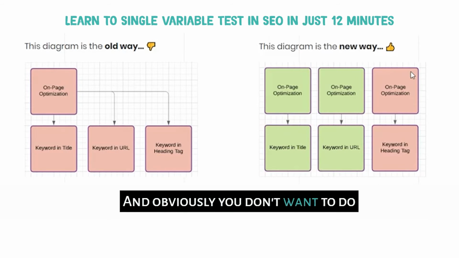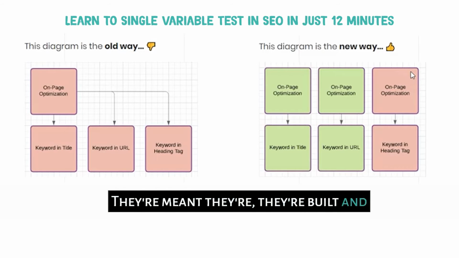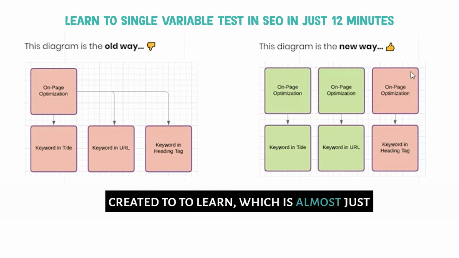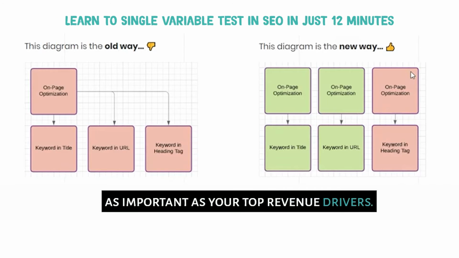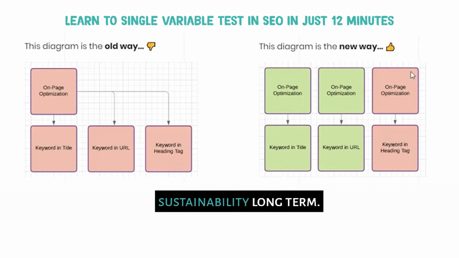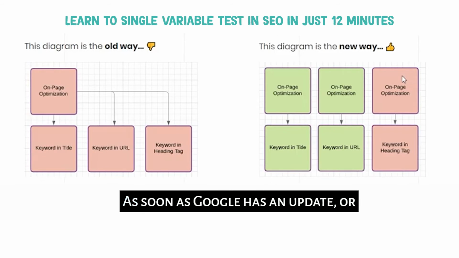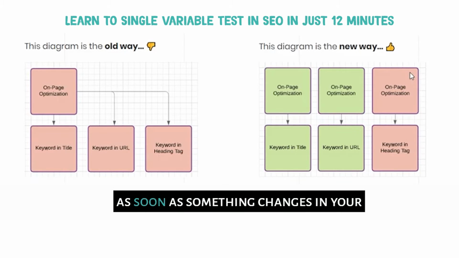And obviously you don't want to do these to your top performers, right? Because they're not top performers. They're built and created to learn, which is almost just as important as your top revenue drivers in a lot of cases. You're looking for sustainability long term. Once you have all these built out, as soon as Google has an update, or as soon as something changes in your niche, or as soon as something stops working, one of these levers is going to flip, almost like a circuit breaker.